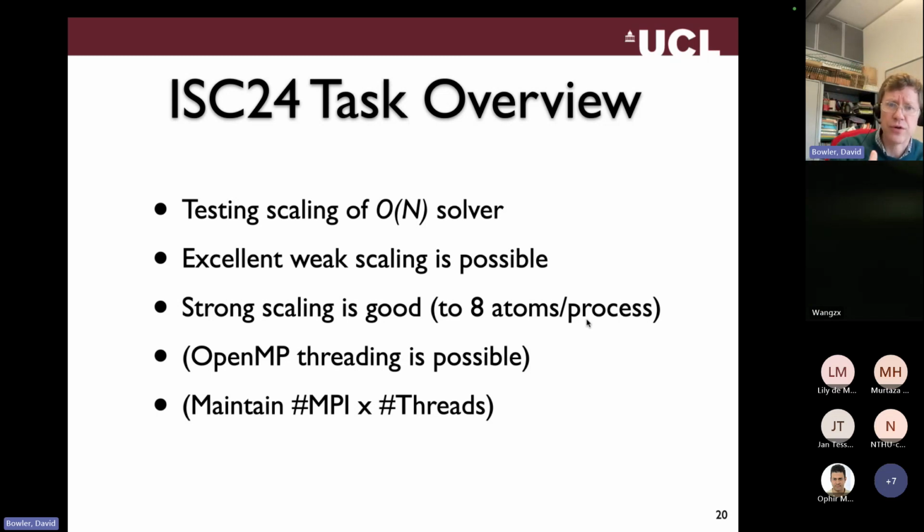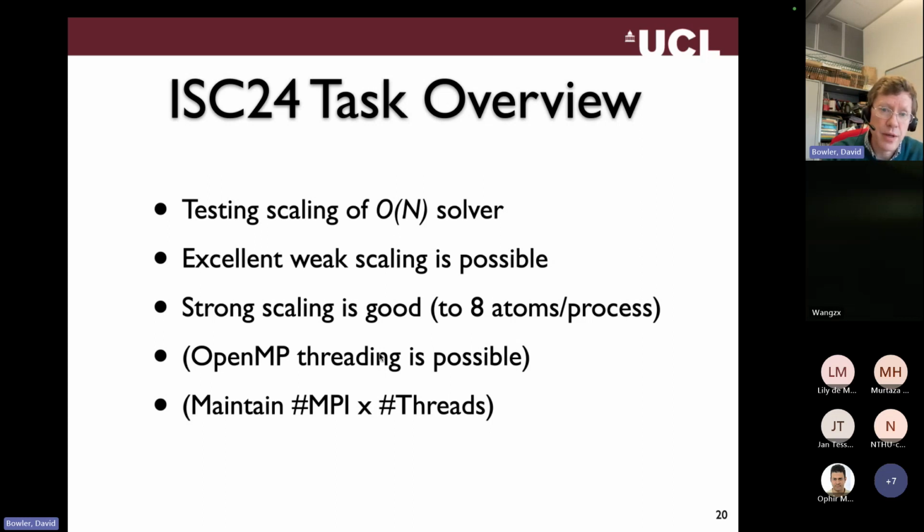So I showed you those graphs showing that excellent weak scaling is possible. You can also test good strong scaling. In both of these cases, it's quite important not to try and use too many processes. Conquest is limited by the number of atoms per process, that is, MPI process. It has to have a finite number, and if you push it too far, then it will fail.